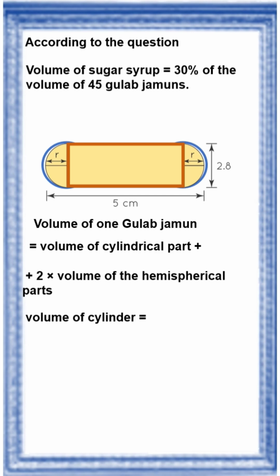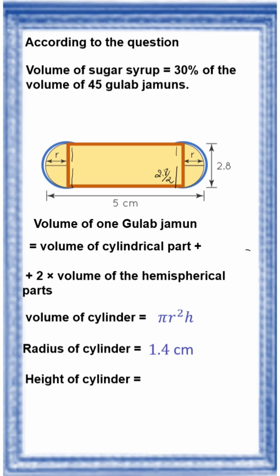Volume of cylinder formula is pi r square h. Radius of the cylinder is from here to here. Diameter of the full gulab jamun is 2.8. So radius of the cylinder is 2.8 by 2, that is 1.4 centimeter.